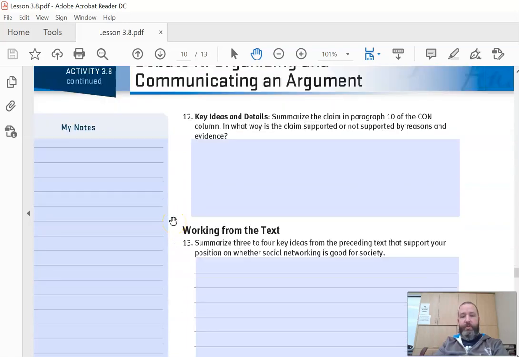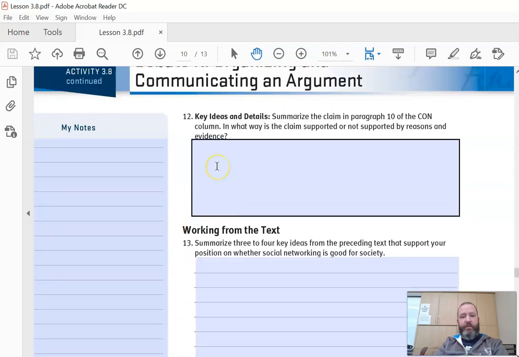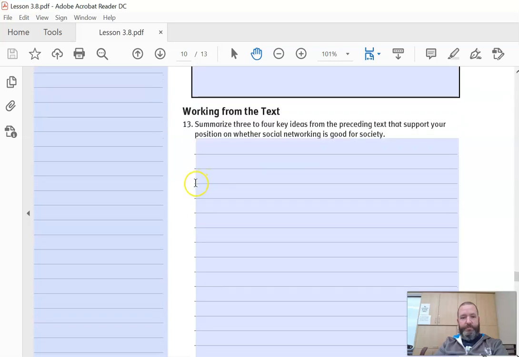Number 12, summarize the claim in paragraph 10 of the con column. In what way is the column supported or not supported by reasons and evidence? Okay, so revisit that to answer that question. And number 13, summarize 3 to 4 ideas from the preceding text that support your position on whether social networking is good for society. We should have done that at the beginning.